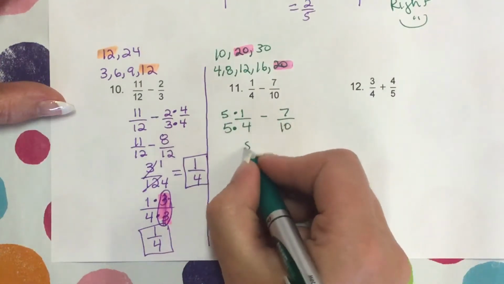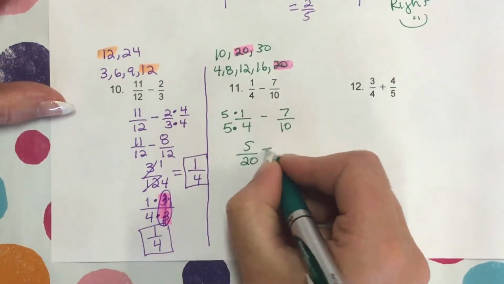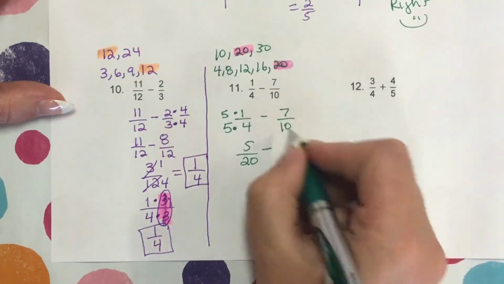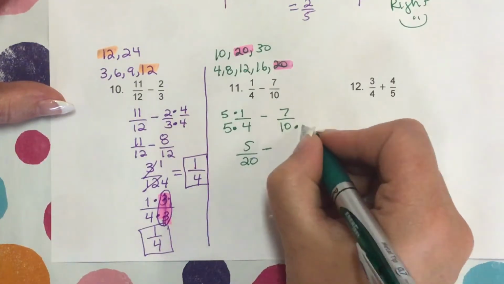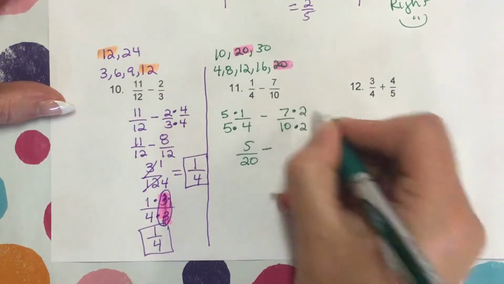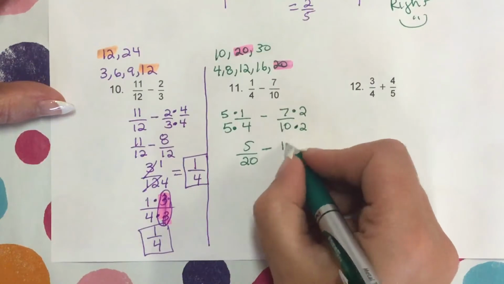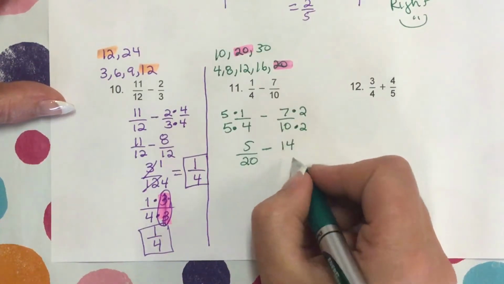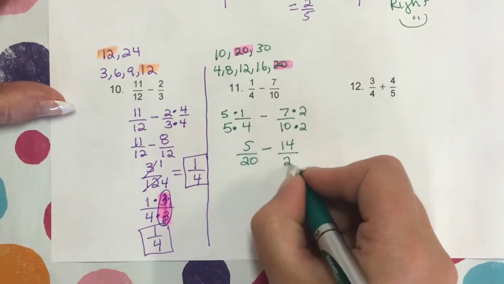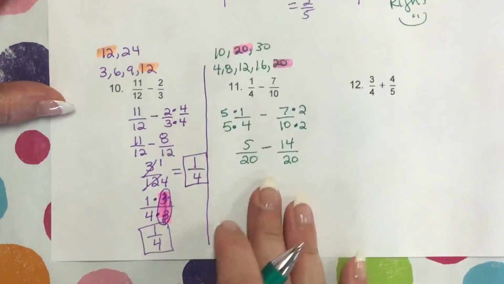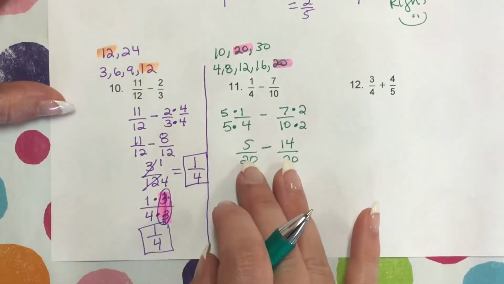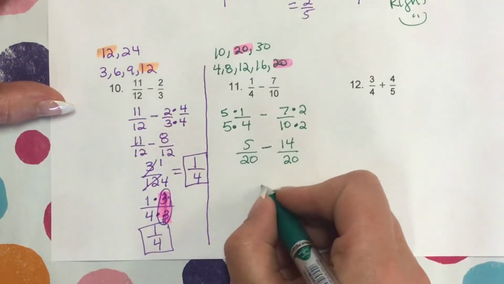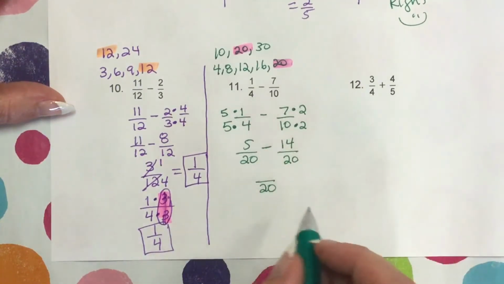That's going to leave me with 5 over 20 minus, I need this to be a 20, so in order to do that, I need to multiply it by 2 to the bottom and the top. I end up with 7 times 2, which is 14, and 10 times 2, which is 20. Perfect. So here we go. We have our common denominator, so we can have our answer. Our answer is going to have 20 on the bottom.